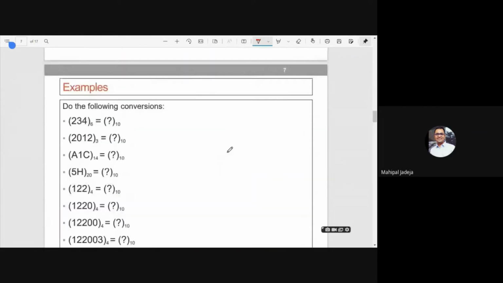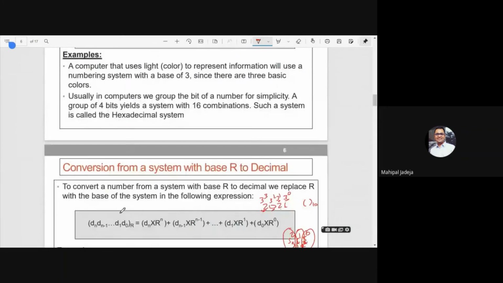In the previous case, we were converting a number which is in base R into base 10. At that time, we were using multiplication. But now I am interested in the reverse process. So if I am doing the reverse process, I must use the operation which is of a complementary nature to multiplication.